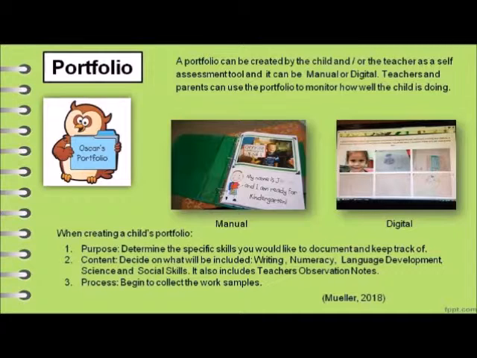When creating a child's portfolio, decide on the purpose. Determine the specific skills you would like to document and keep track of. Then the content. Decide on what will be included. Writing samples, numeracy samples, language development samples, science and social skills work samples, and the teacher's observation notes. Finally, you will have to look at the process. Begin to collect the work samples, choose the different pieces, and decide how it will be organized.